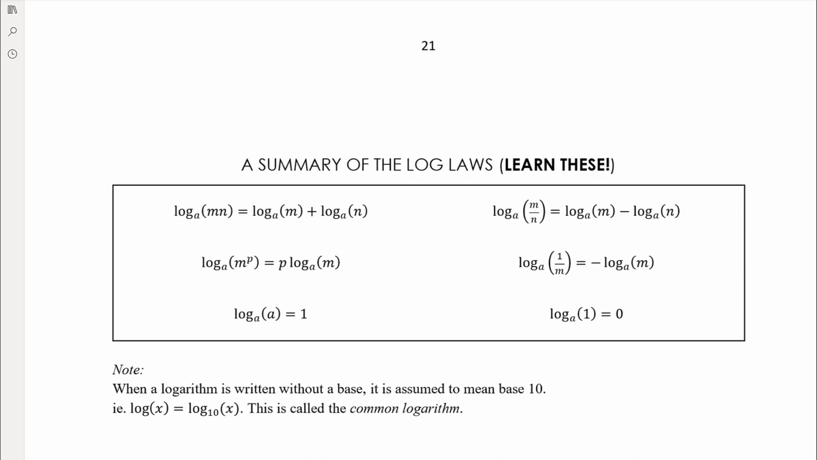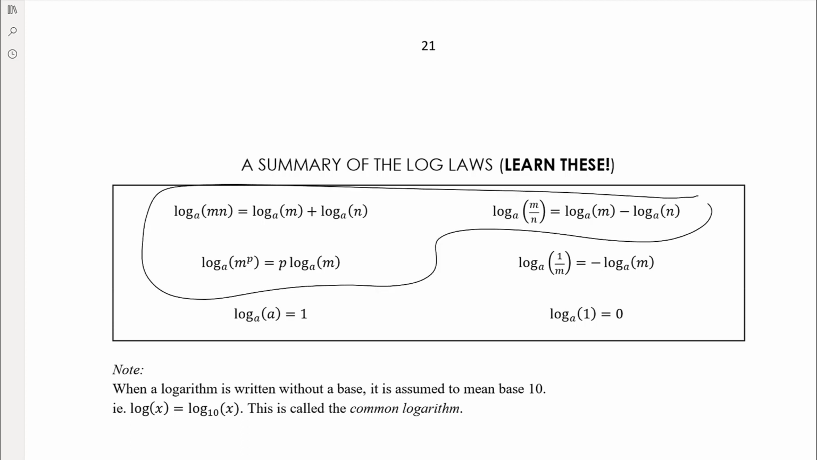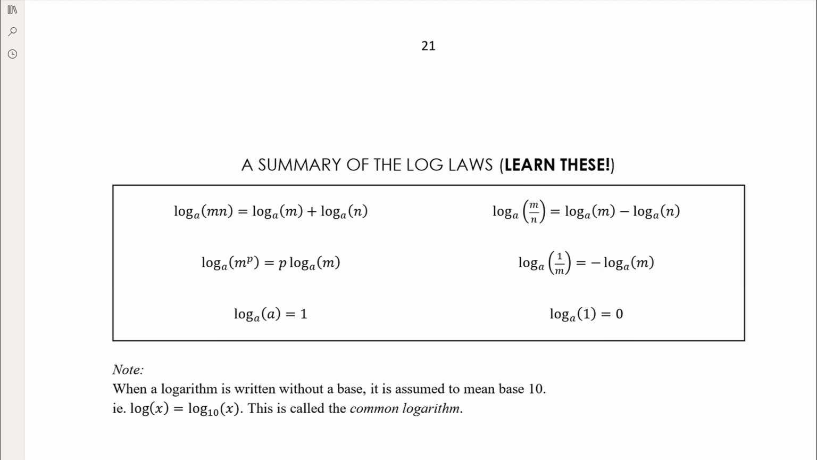Right, so there's a summary of your log laws. Really, you've essentially got 3 main log laws, these three here. The others are all really extensions of those. You're simply using your understanding of logarithms. A to the power of what equals a?